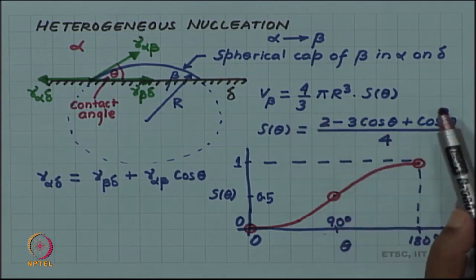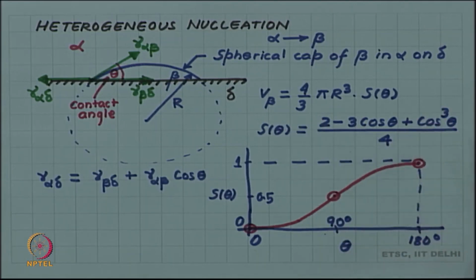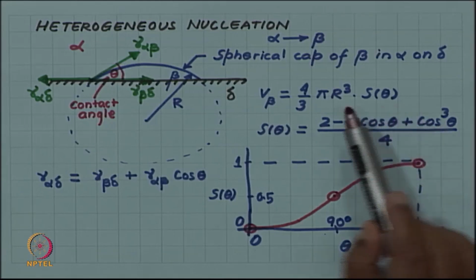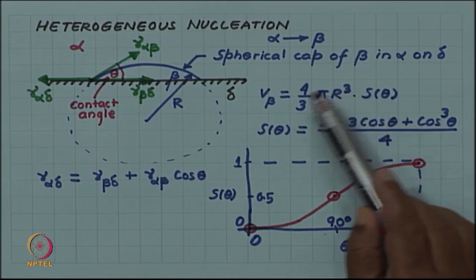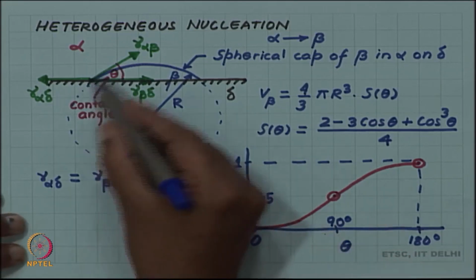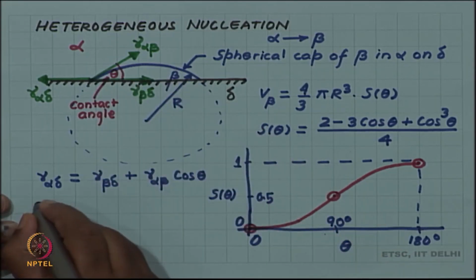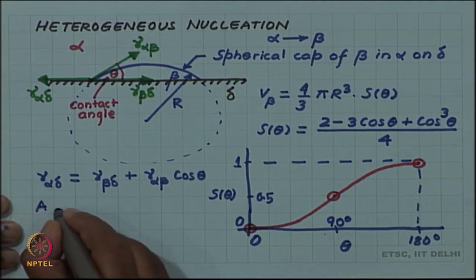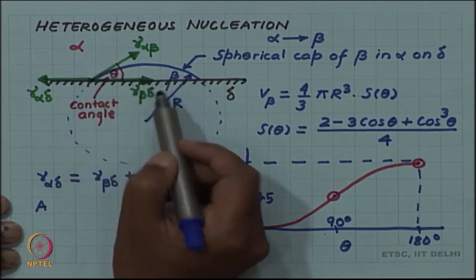So, the volume of the spherical cap, depending upon the contact angle, can be any fraction of the volume of the full sphere, and that fraction is given by this S theta, which depends upon the contact angle in this way. We also require the surface area of the spherical cap. So, that is the interface between alpha and beta.